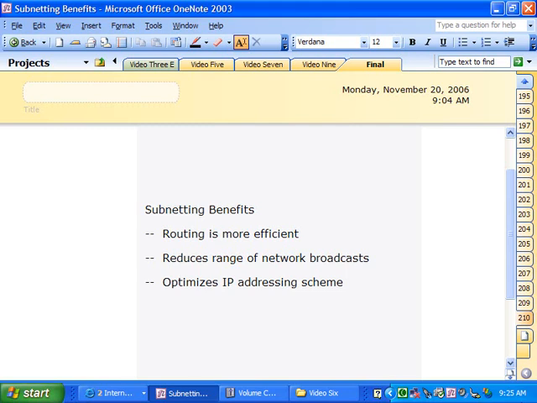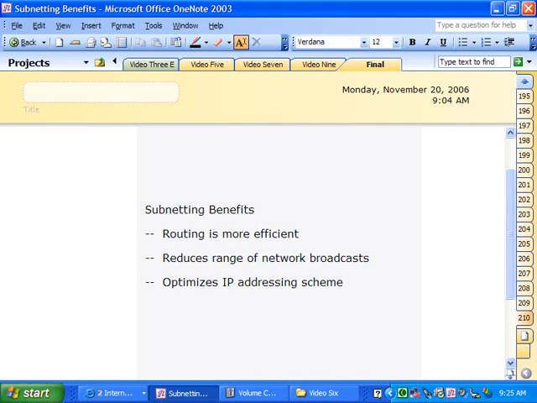That in turn reduces the range of network broadcasts, because when a host in one particular subnet sends out a broadcast, there's a 99% chance that hosts in other subnets are never going to hear it. There's always an exception. That's why I say 99%. But the odds are they're not going to hear it. So that helps reduce the range of network broadcasts, and we're always interested in that, because we don't want broadcasts taking up the CPU of the host, and more importantly, we don't want it taking up our bandwidth.